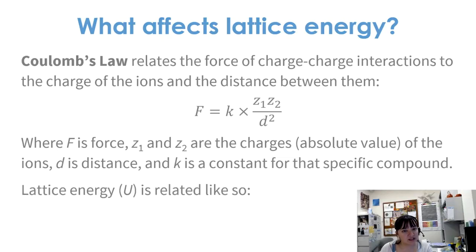And so lattice energy itself is related to Coulomb's law through this relationship. It's basically that force, that attractive force, times distance. So what we're left with here is a calculation for lattice energy that just includes that k constant and then our charges divided by the distance alone. Now we won't actually use this equation. I just wanted to show it to you to show how things like charge and distance relate to or affect the lattice energy that we use in the class.